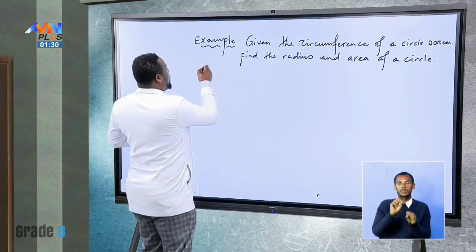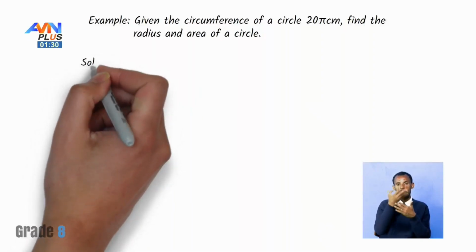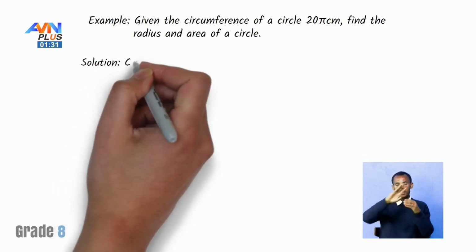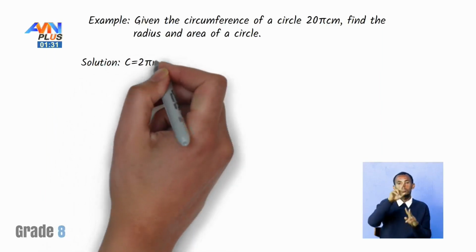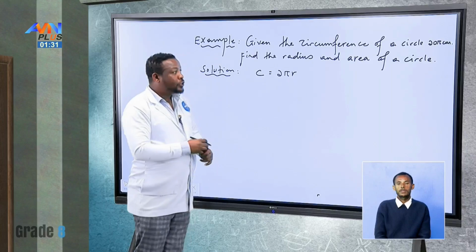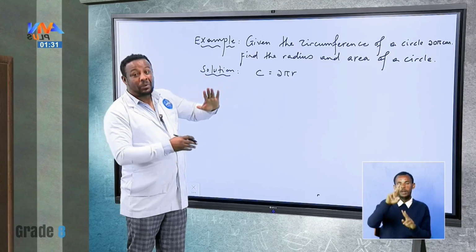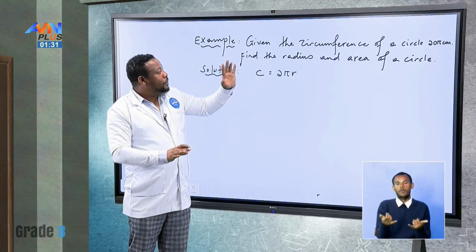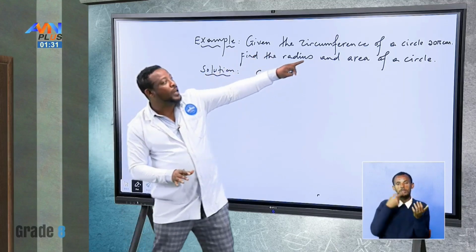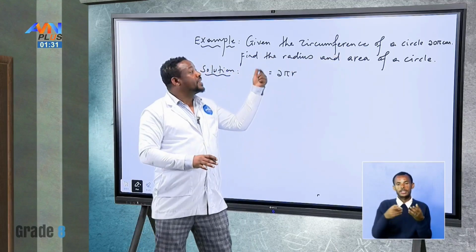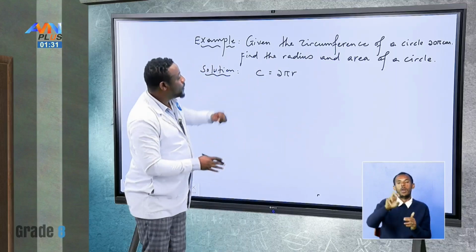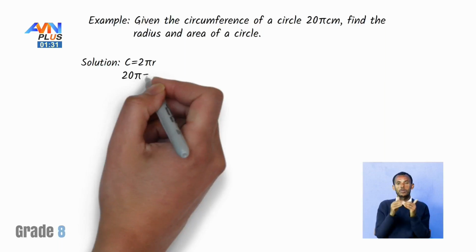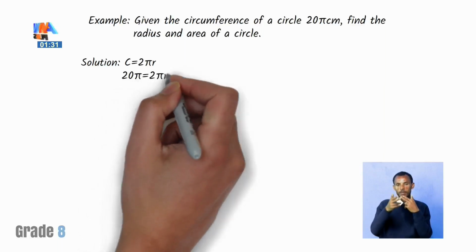So we go back to the formula. The circumference of a circle is given by the formula 2 pi r, where this capital C refers to the circumference. Now, based on the information that we have there, the circumference is 20 pi. So in place of C, you can substitute 20 pi. 20 pi is equal to 2 pi times the radius.